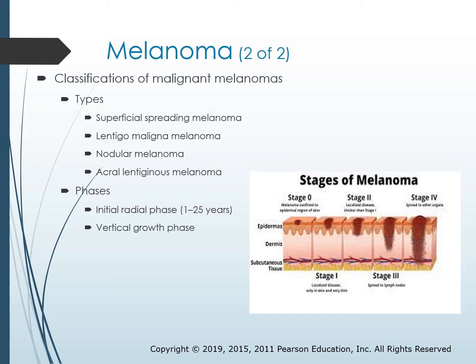So what are the classifications? You have superficial spreading melanoma, and it's the most common type. It's usually flat and scaly or crusty and approximately 2 centimeters in diameter. They often arise from a pre-existing nevi. You can see them on the trunk of men and legs of women.